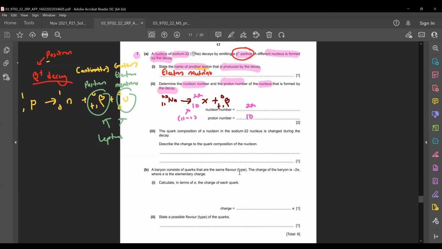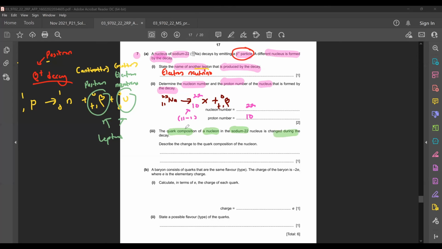Then after that, we mention that the quark composition of a nucleon in sodium-22 is changed during the decay. Describe the change to the quark composition of the nucleon. Looking at what they're saying here, the quark composition of a nucleon in the sodium-22 nucleus is changed during the decay. Your nucleon is either a proton or neutron. So they're saying that one of these inside your sodium nucleus has actually changed. What was the change in their quark composition?